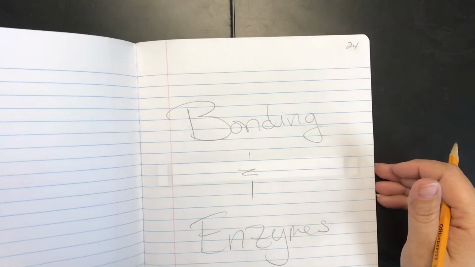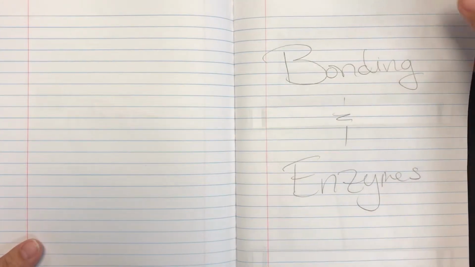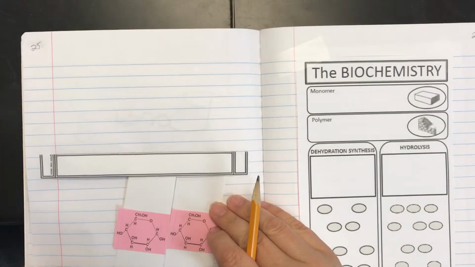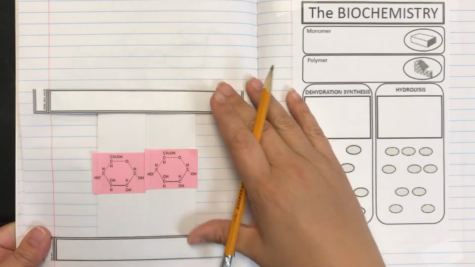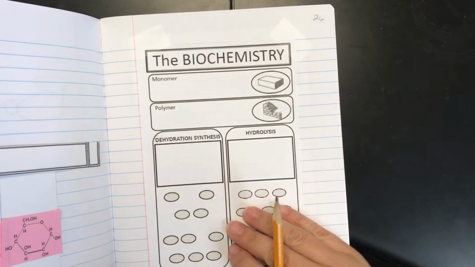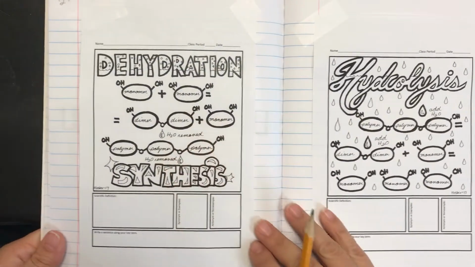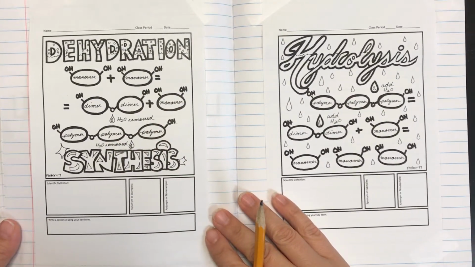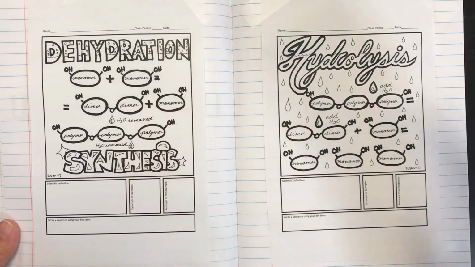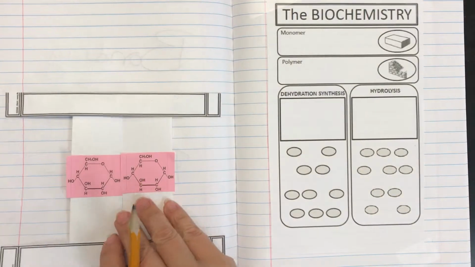So in your notebooks on page 24, you can go ahead and put a cover page for bonding and enzymes. We'll leave 23 blank for now. I've got some plans for that in the future. On pages 25, you guys are going to be building a slider, which I'll show you how to do in a minute. 26, you're going to have a little info sheet on dehydration synthesis and hydrolysis. And then on page 27 and 28, you're going to have coloring sheets for dehydration synthesis and hydrolysis. So that's how we're going to get it all set up to start.